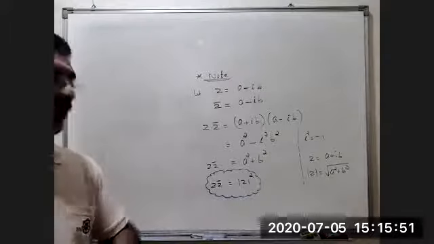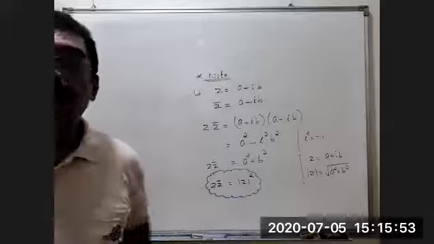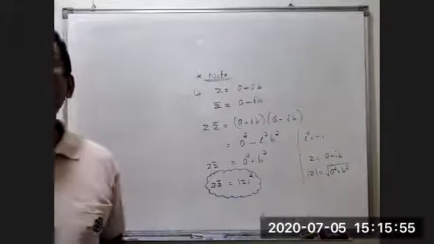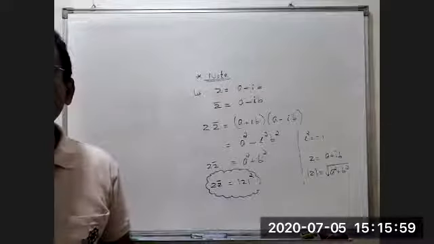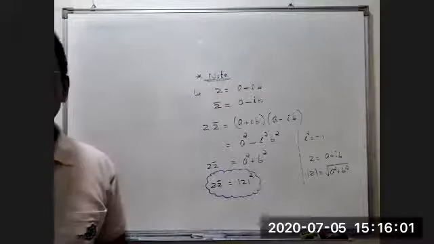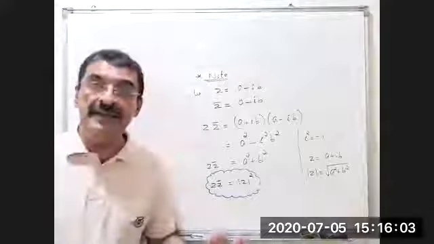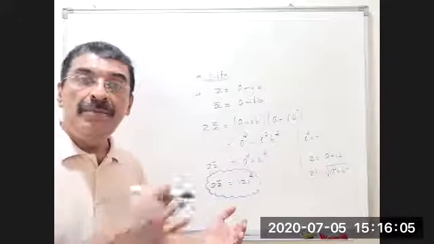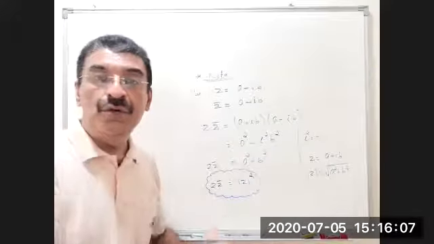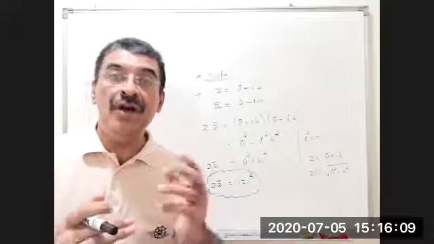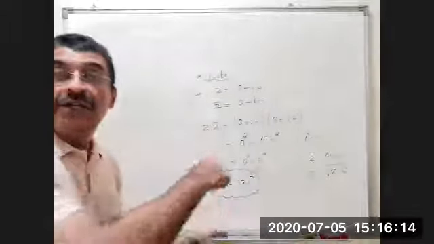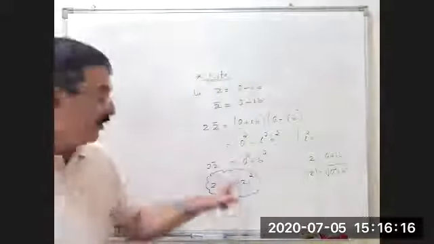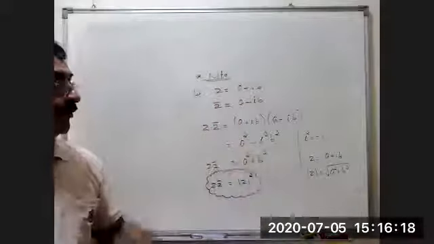You can take it as a property: z times z bar, a complex number multiplied by its conjugate, will give the square of its modulus. In words we can say this: the product of a complex number and its conjugate gives what? The square of the modulus.